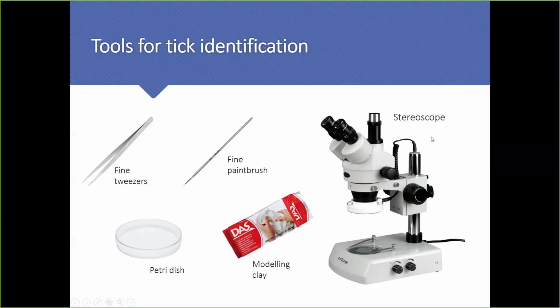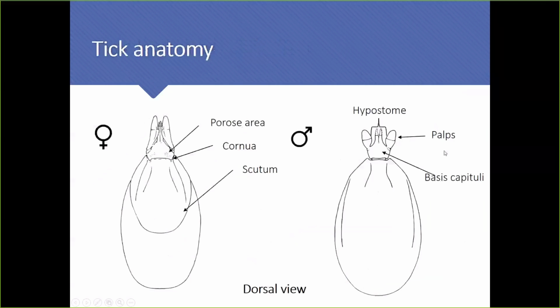Of course, you also need a taxonomic key, and we'll talk about those keys in a moment. Because you're looking at the morphological structures of these ticks, there are some that are very important and that will allow you to identify them. And I'm going to go through them in detail now.